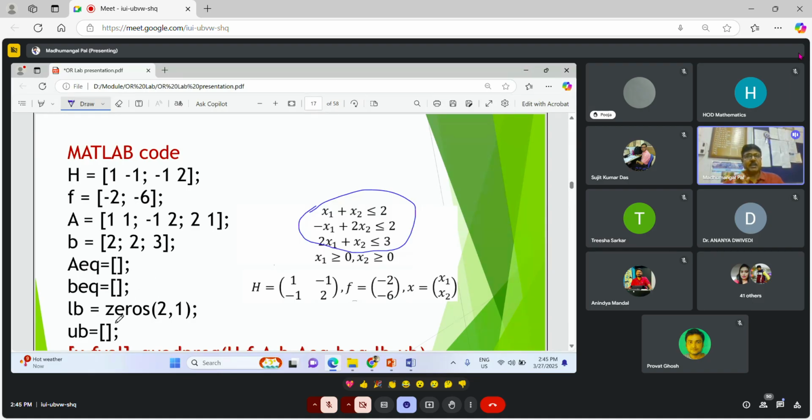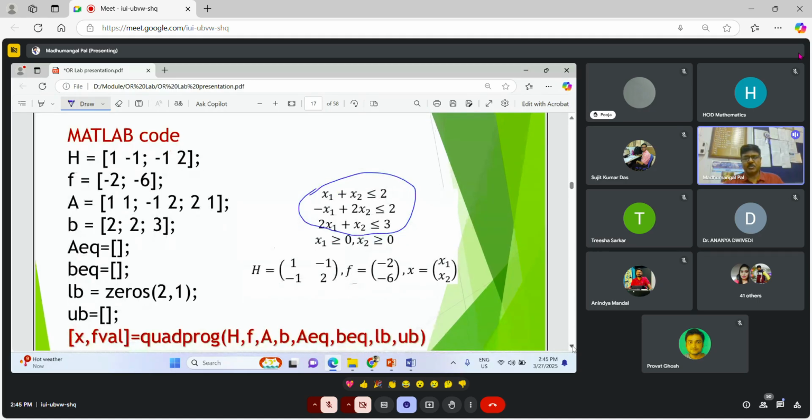Okay, and what is the lower bound? See that we can write the lower bound. There is no special restriction. We have mentioned that x1 is greater than or equal to 0 and x2 is greater than or equal to 0. So these are the standard restrictions on the LPP or quadratic programming problem. So both the lower bounds are 0 and 0, so we can write LB equal to the vector 0 0.